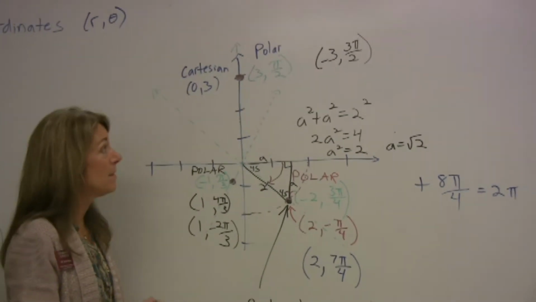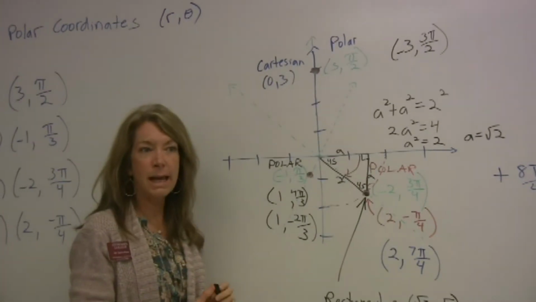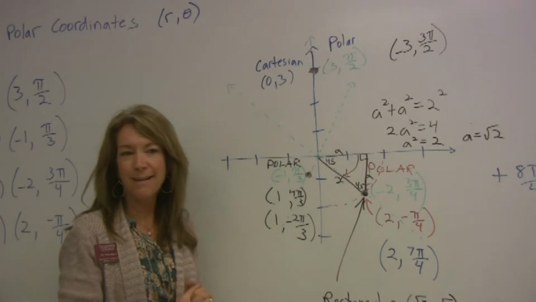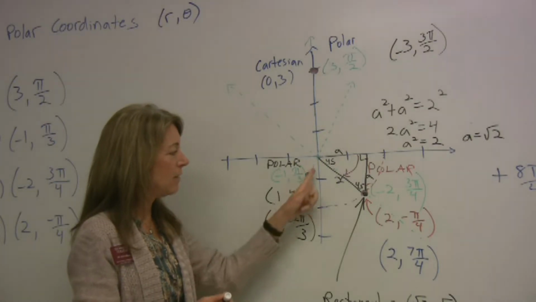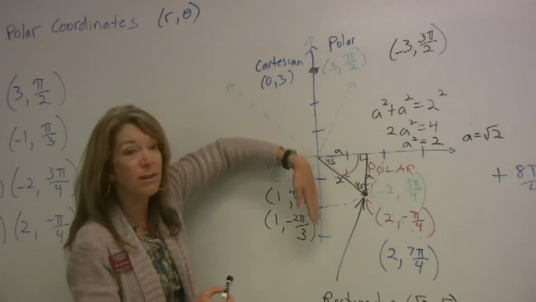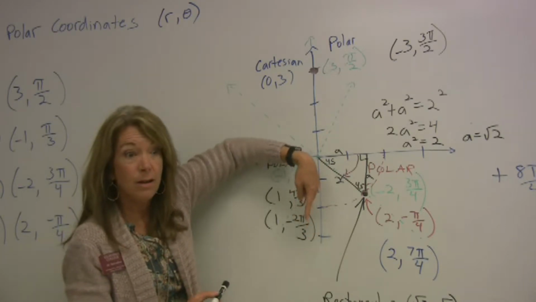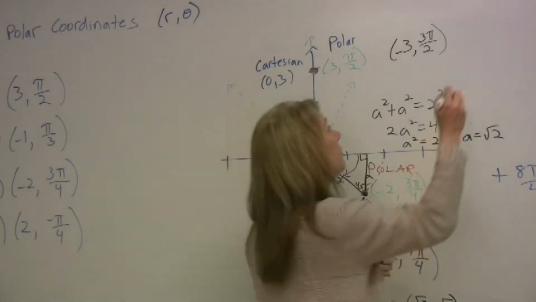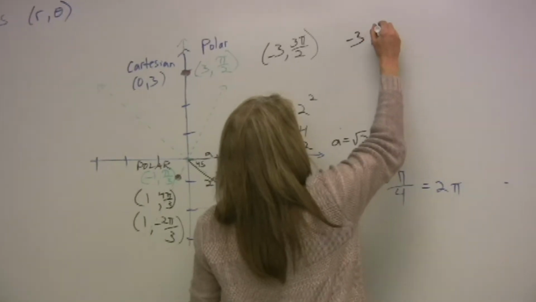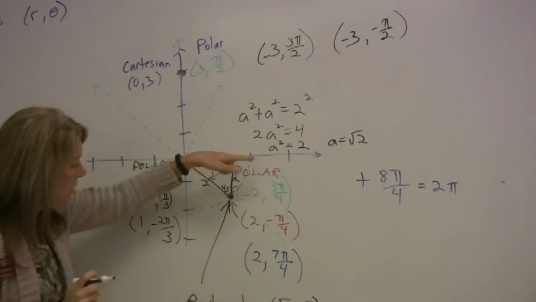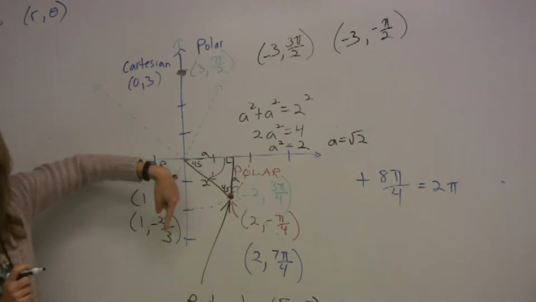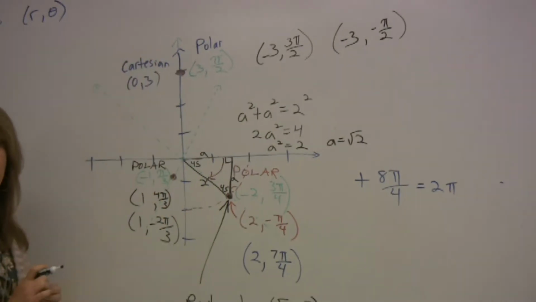Right. Can we do it with both negative, the r and the theta? What angle? So if r has to be negative, I have to be looking down here, right? Negative 3, negative pi over 2. Right, go to negative pi over 2, you're looking down, and then go backwards up 3.